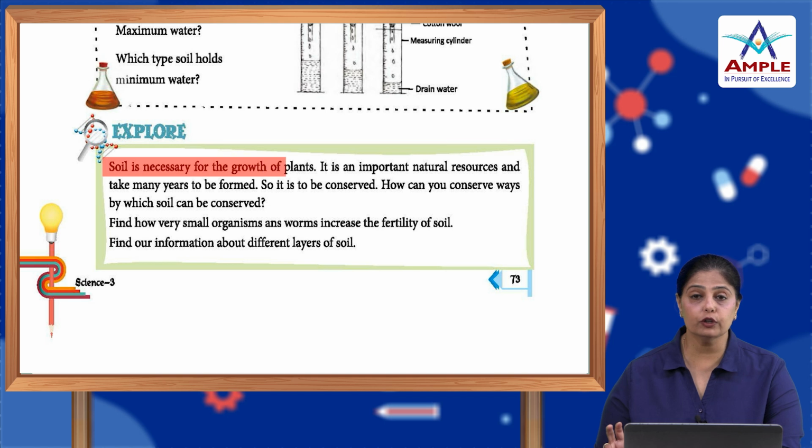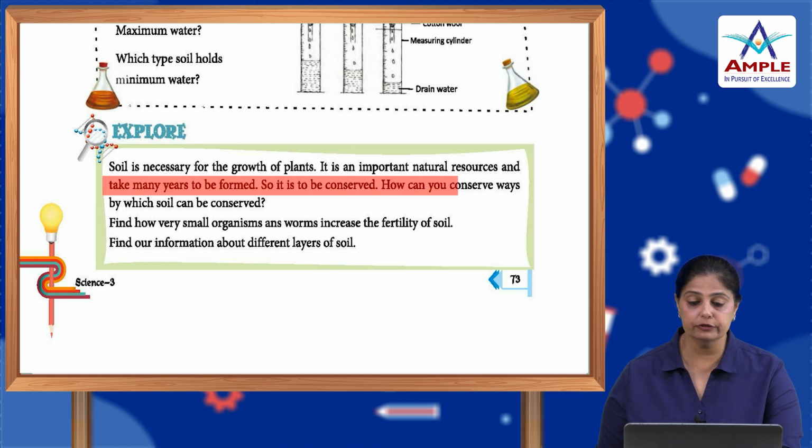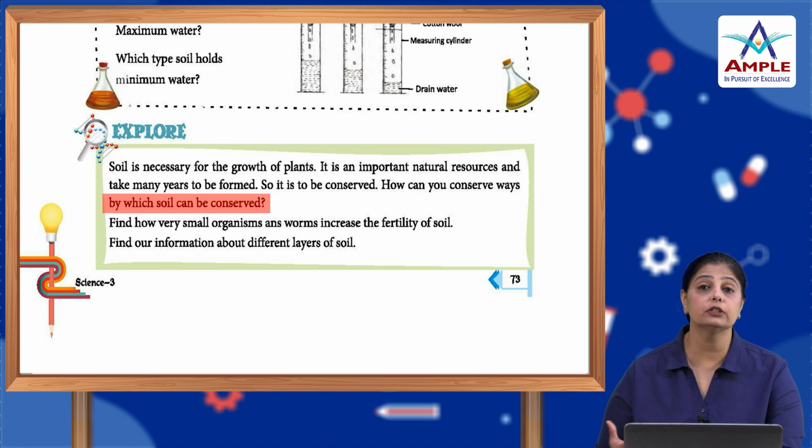Soil is necessary for the growth of plants. It is an important natural resource and takes many years to be formed. So, it is to be conserved. How can you conserve soil? So, now you have to tell us about the different ways by which you can do soil conservation.